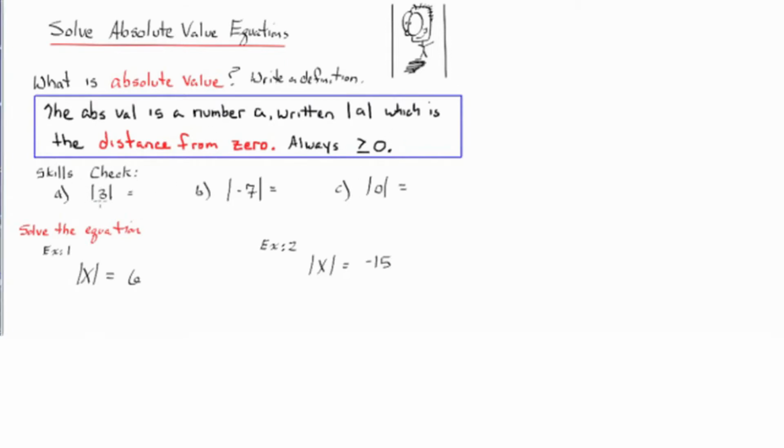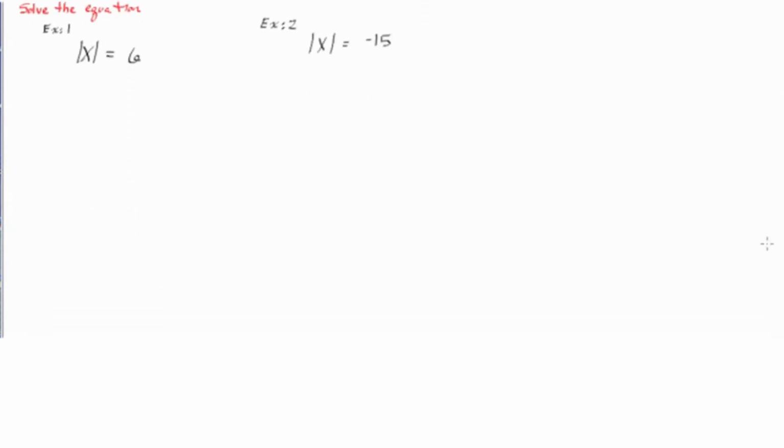So let's do a couple of quick problems here. If we took the absolute value of 3, the distance from 0 is 3. Negative 7 would be 7, and 0 would be 0. So let's look at some equations.